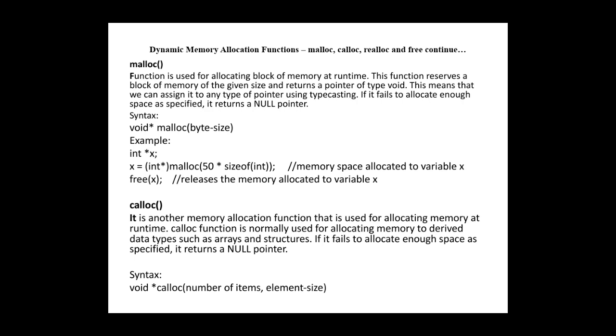Calloc function. The calloc function reserves multiple blocks of memory. Instead of a single block, it reserves multiple blocks of memory, and the syntax is void star calloc(number of items, element size). So it reserves the number of blocks given in the argument number of items, and the size of each block is specified in the argument element size. Again, it will return the void type of pointer to the first byte of the reserved memory space.